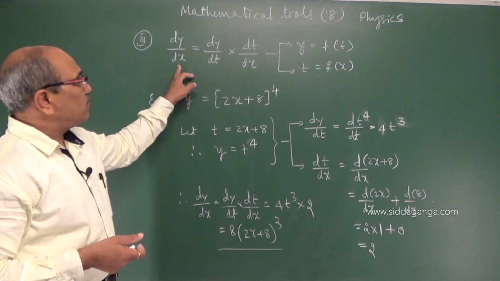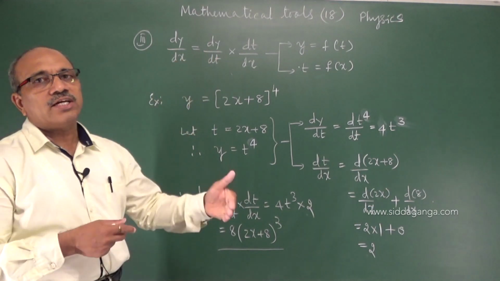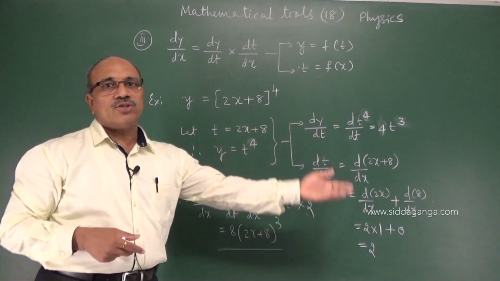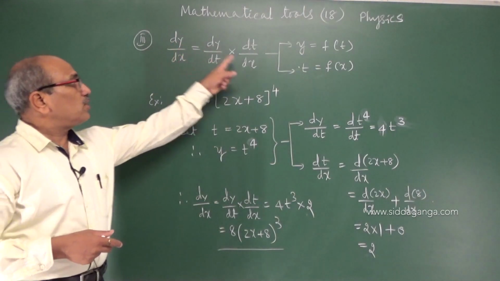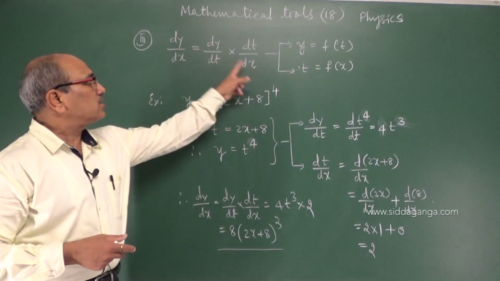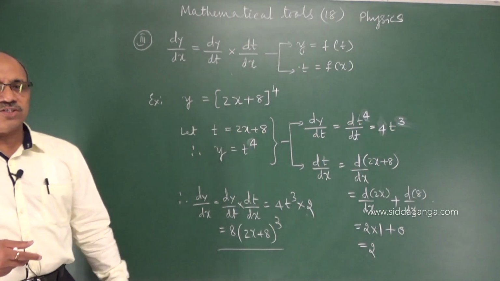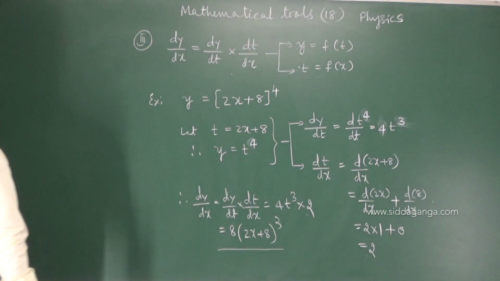That is the splitting of the function in the chain rule, where one function is related to the other, from the first function to the last function: dy by dx through dy by dt and dt by dx. Let us see another example on this.